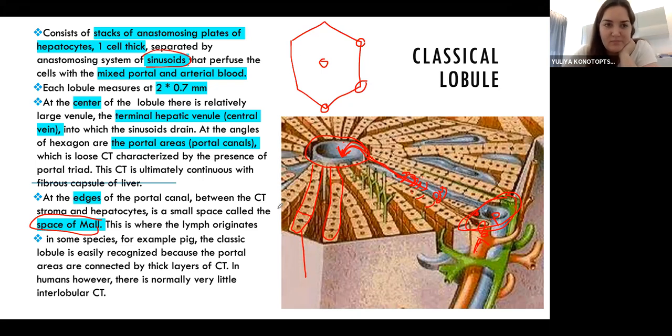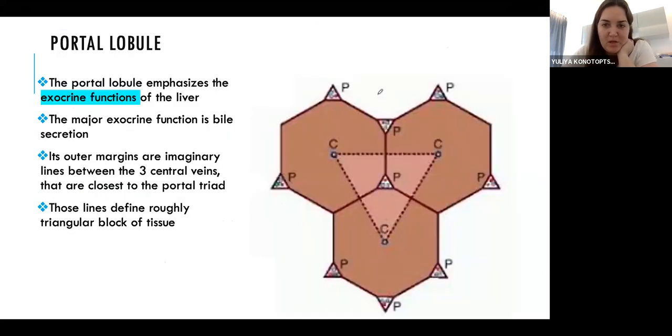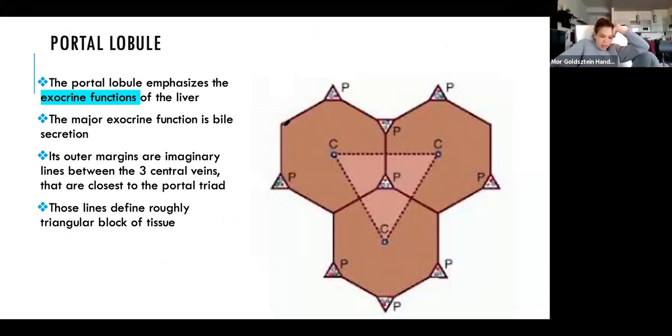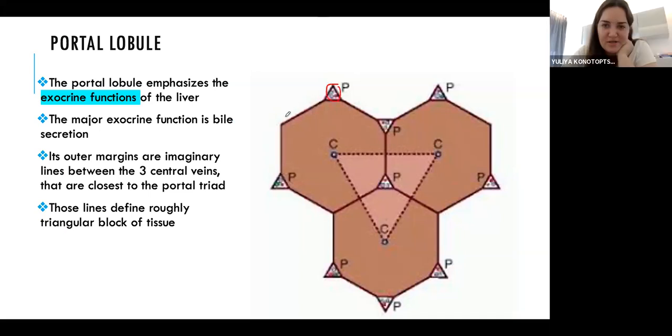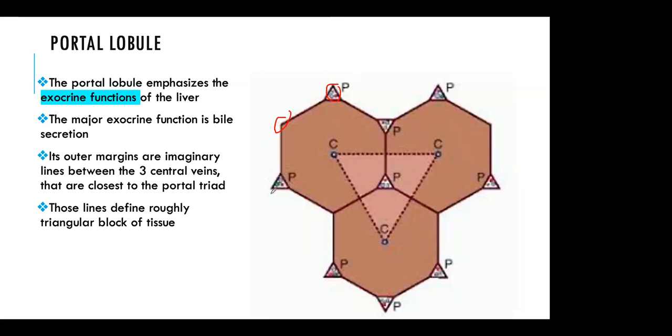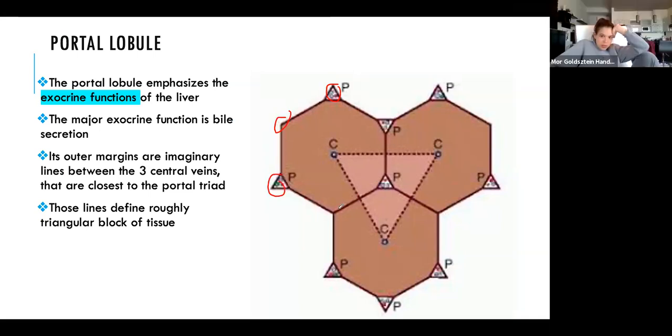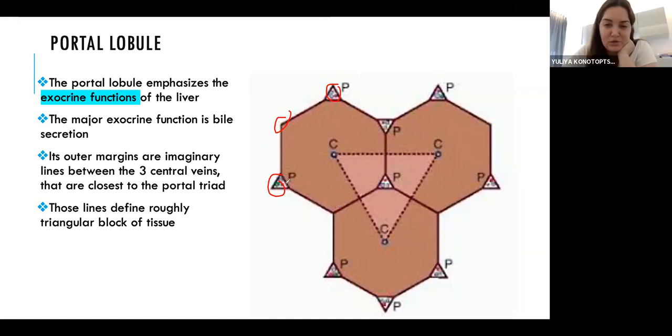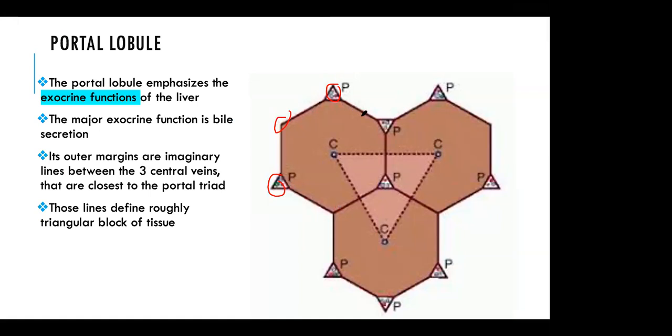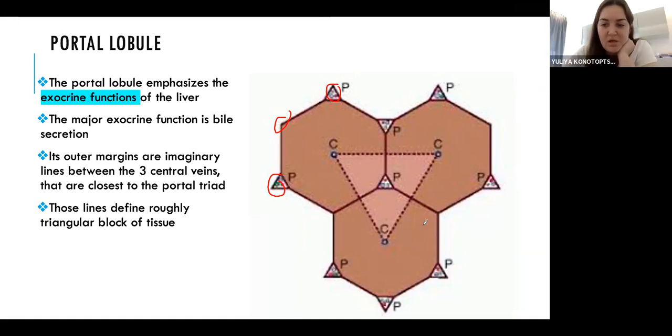Okay, now for the portal lobule. How would you call this structure? Portal triad. Portal triads are here, here, here are the classic portal triads. How would you call this? Classical lobule. So this is your classic lobule right here. This structure is the classic lobule right here.